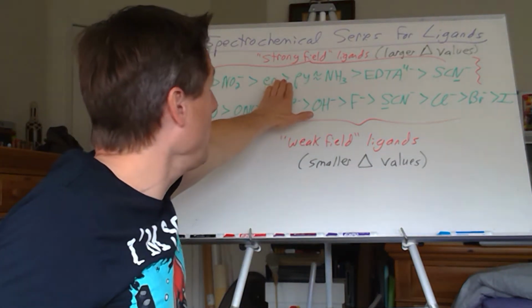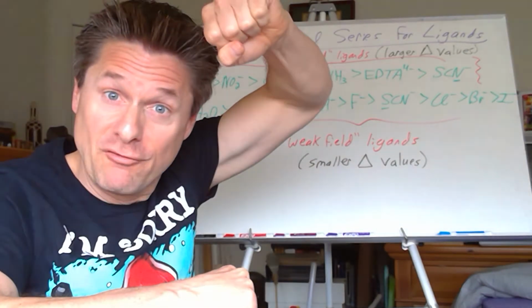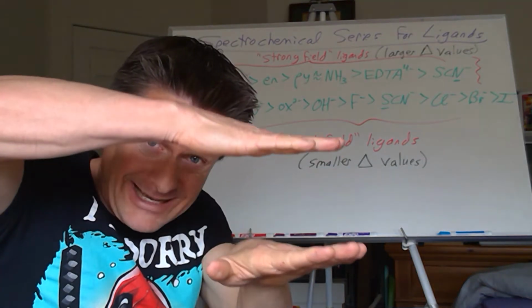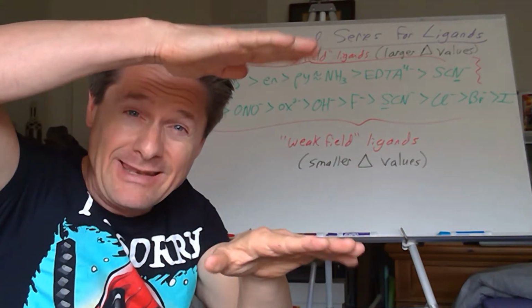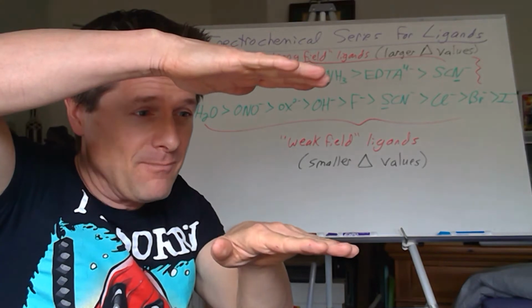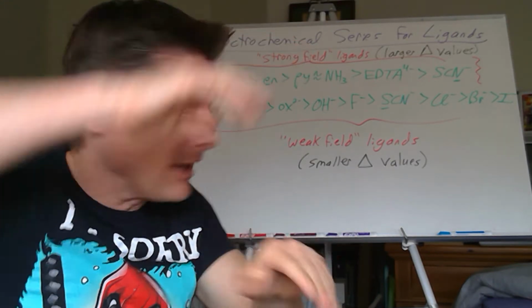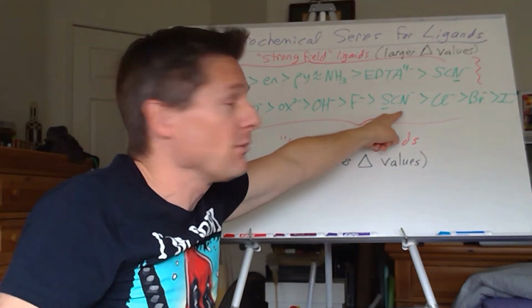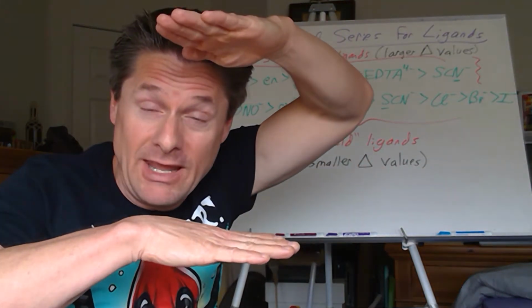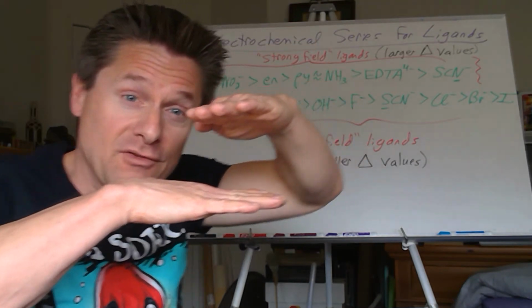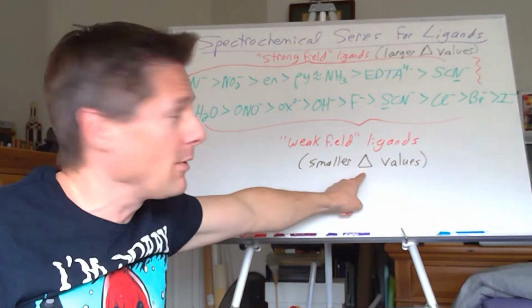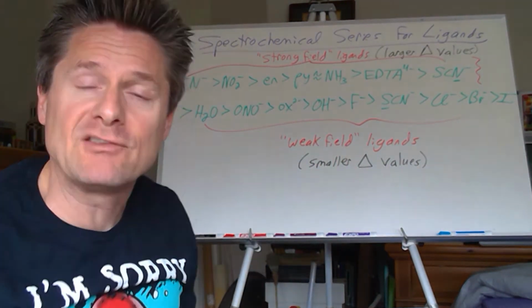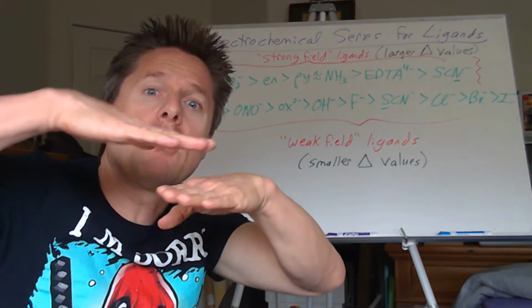So the greater the repulsion, the larger the crystal field splitting, right? Which is that delta value. So the larger the crystal field splitting, because of more repulsion between the ligand electrostatics and the d orbital electrons, we call those strong field. If you have less repulsion, instead of a big crystal field splitting, you have a smaller crystal field splitting, so smaller delta values, whether that's octahedral or tetrahedral, doesn't matter. We call those weak field ligands.